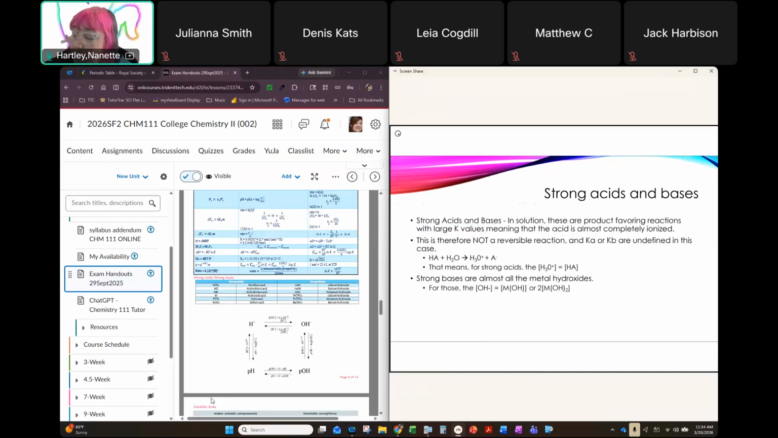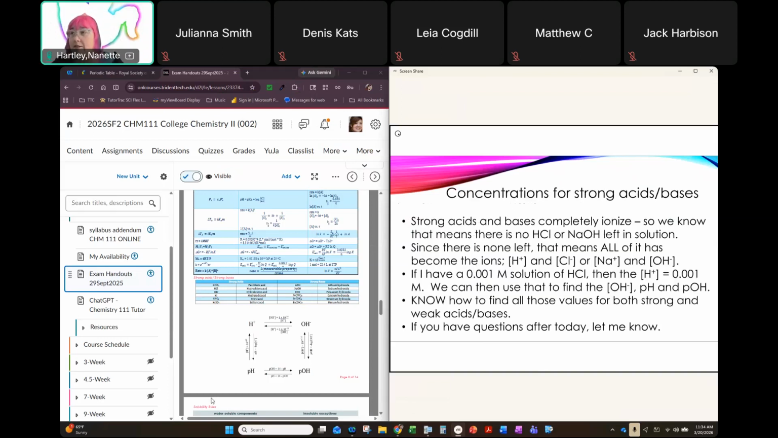Now, one of the things that comes out of this: strong acids and bases are completely ionized. So we know that means there's no HCl or NaOH left in the solution. Since there's none left, all of it has become the ions, the H plus and Cl minus, or the NaOH, Na plus and OH minus.